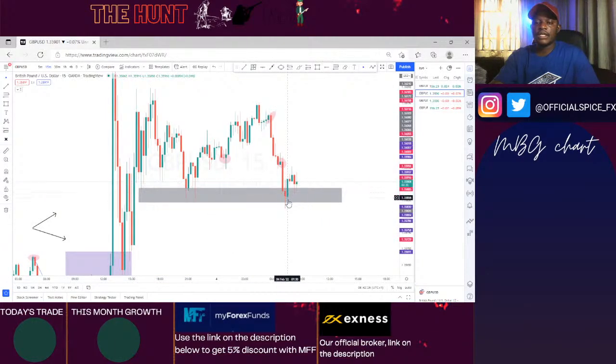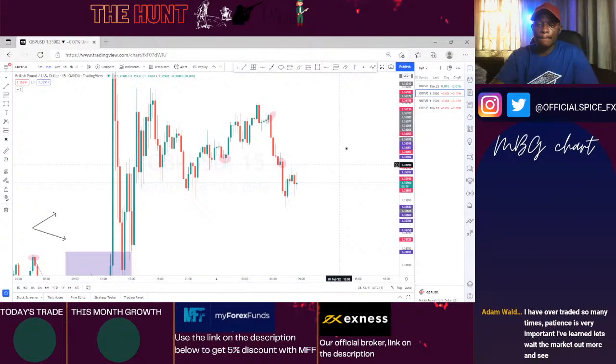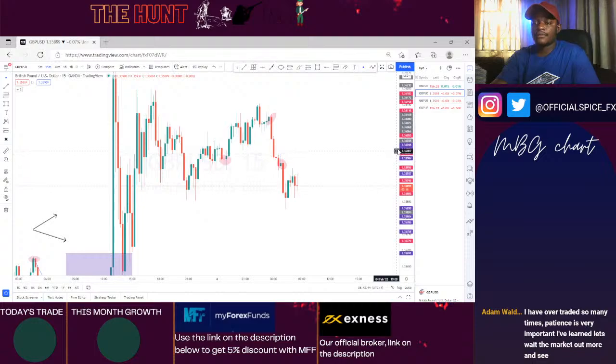We can see that buyers step into the market, even though they managed not to make this candle engulf the previous candle, but we can see that they are already in the market. Let's see what happens.